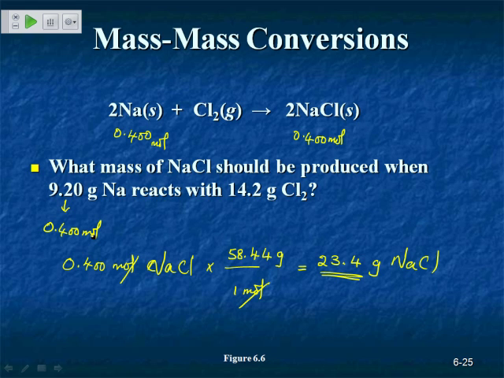NaCl has the smaller mass. Na and Cl come from the periodic table, but we don't need to use that, as I said. You can use either sodium or chlorine to calculate the product. If you start with chlorine, let's say this also was converted to moles. How many moles was this? 0.200 moles.